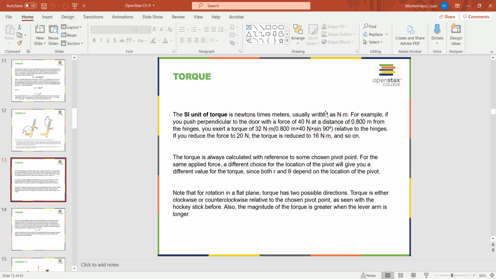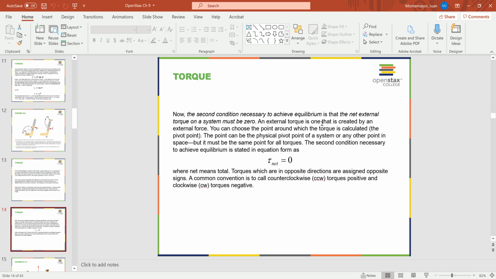Note that for rotation in a flat plane, torque has two possible directions. Torque is either clockwise or counterclockwise relative to the chosen pivot point, as seen with the hockey stick before. Also, the magnitude of the torque is greater when the lever arm is longer. So obviously if this radius is larger, that'll mean your torque is larger.